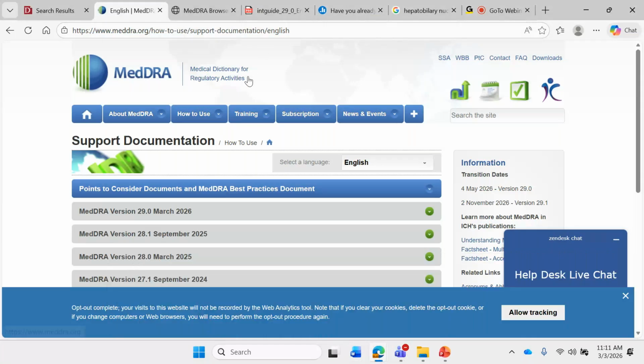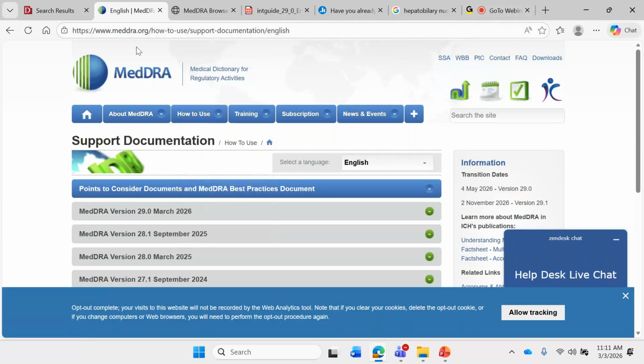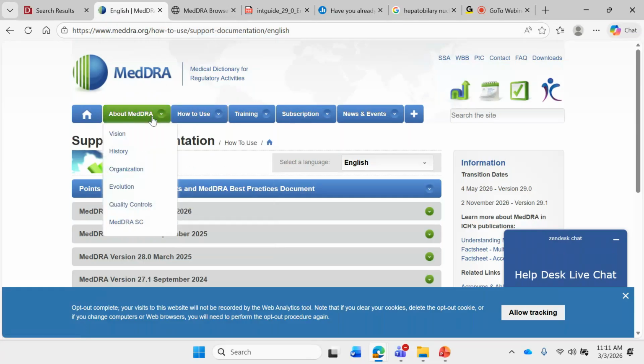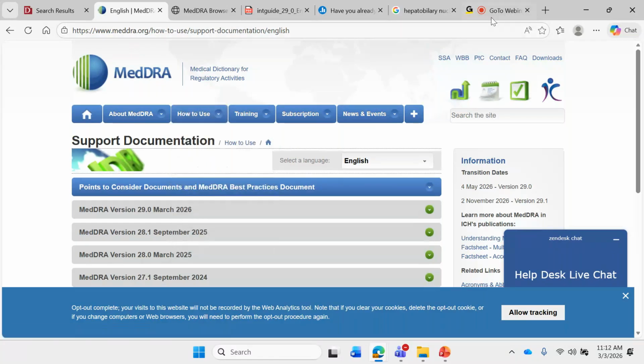If you go to the website, under the how to, so the website is www.meddra.org. On one of these tabs, you go to how to use, and in the drop down, you have support documentation, and it takes you right here.